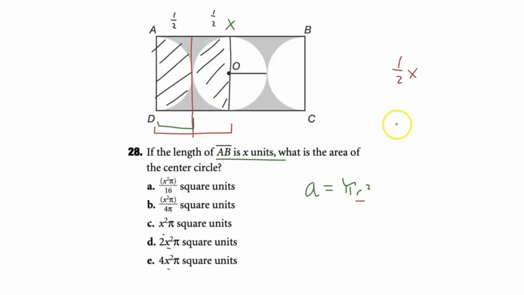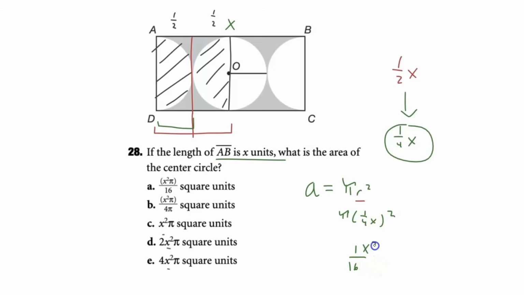And therefore, how do we find the radius here? Well, we just take 1/2 of 1/2 x. 1/2 of 1/2 x is just 1/4 x, and now we have our radius. And so now we can do pi times our radius, which is 1/4 x squared, and then just some simple rearranging. So 1/4 squared is 1/16, and then x squared is just x squared.